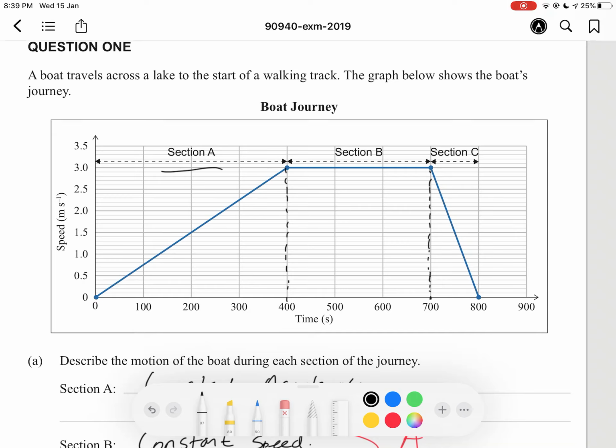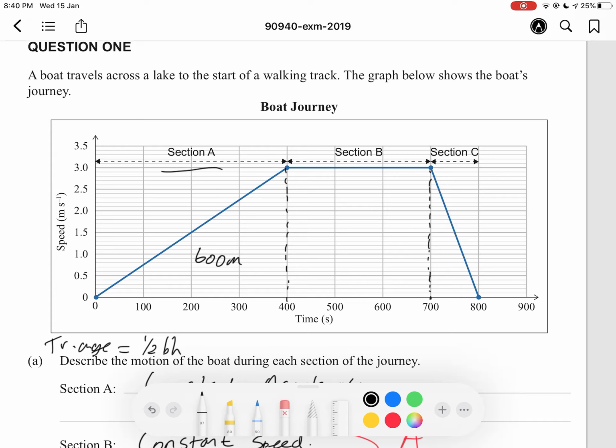Alright, so now it just comes down to calculating the area. We know that the area for a triangle is half base times height, okay? So for section A, the triangle, the base is 400, so time is 400 seconds. The height is 3 meters per second. So 400 times 3 is 1,200, and divided by 2, this means that this whole thing is 600 meters.